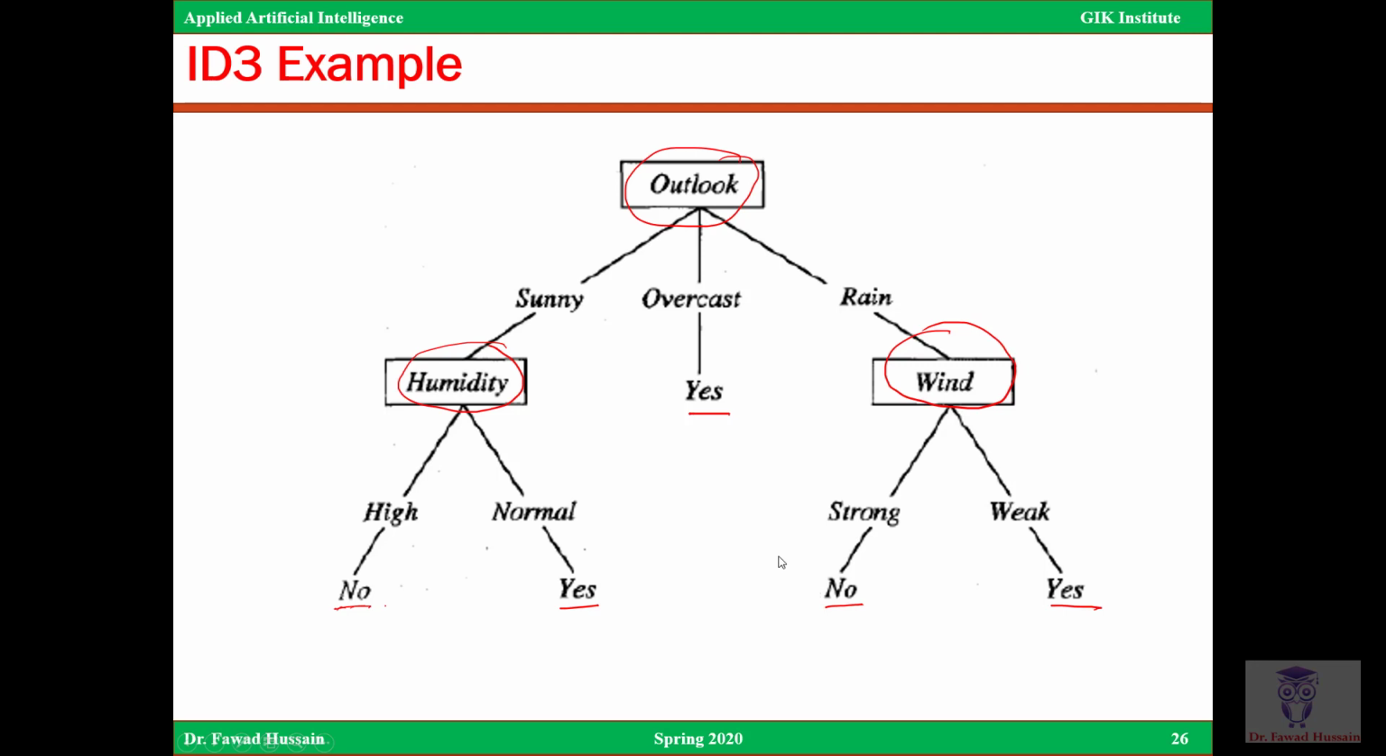So this was the ID3 algorithm, which uses entropy as the basis for splitting. However, entropy is not the only possible way in which you can split a node. Remember, we chose outlook because it has the highest gain in terms of entropy. So other methods have other possible metrics.